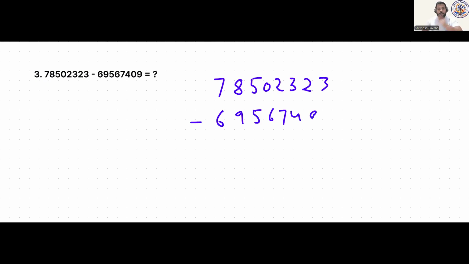Now, starting from the rightmost end, 3 take away 9 is 6. Complementary of 6 is 4. So I write down the 4 over here. Coming to the next column, 2 take away 1 is 1. 1 take away 0, we write down 1 as it is. Coming to the next column, 3 take away 4 is negative 1. So the complementary of 1 is 9. We write down the 9 over here.